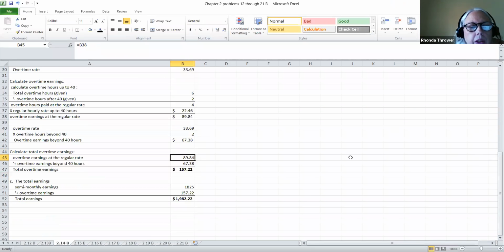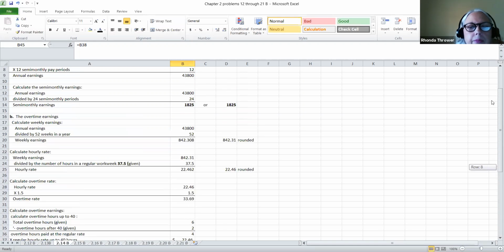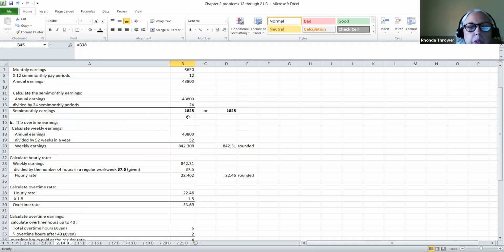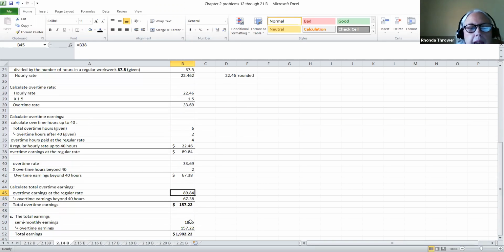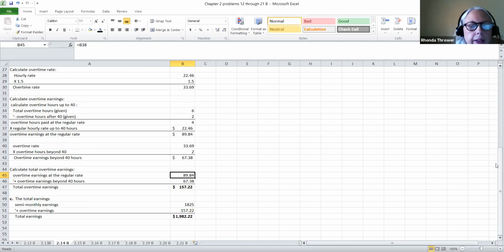Once you have your overtime earnings, you're simply going to add the overtime earnings to the semi-monthly earnings to get C, which is your total earnings. So this 1825 was given, or actually we had to find it. That was the semi-monthly earnings that we found from up above right here. And remember, there were 2 ways to get that. And then we're going to add the overtime earnings to that to get the total earnings.